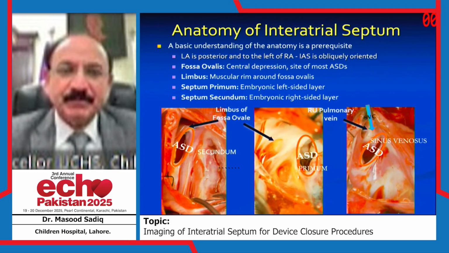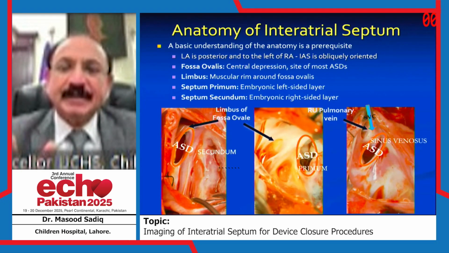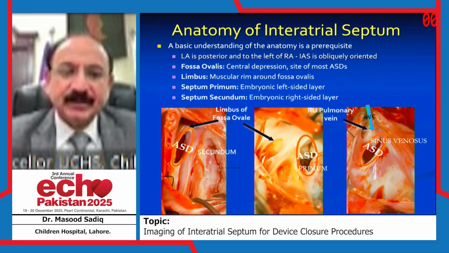We need to remember that the left atrium is posterior and to the left of the right atrium, and the intra-atrial septum is not a straight structure, it's obliquely oriented. Fossa ovalis is a central depression within the intra-atrial septum. Then we have the limbus of fossa ovalis, which is a muscular structure around fossa ovalis. And we know that embryologically, septum primum is the left-sided layer, and septum secundum is the right-sided layer.